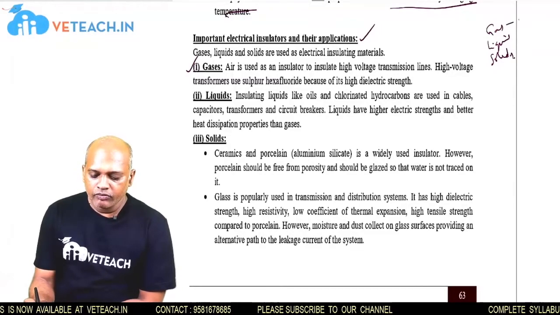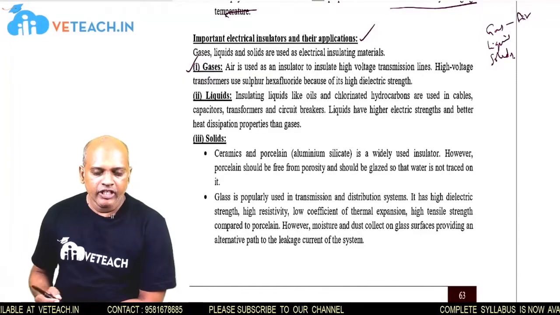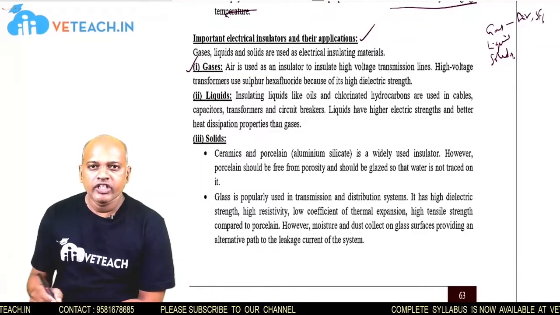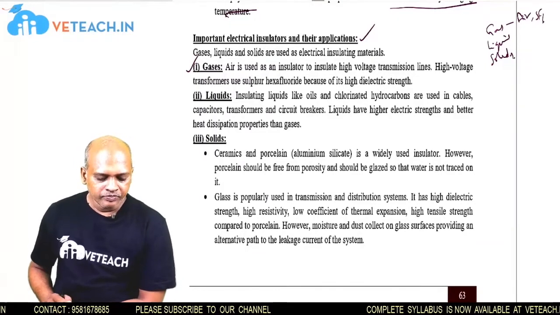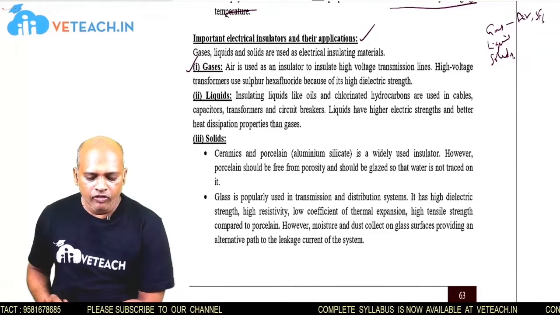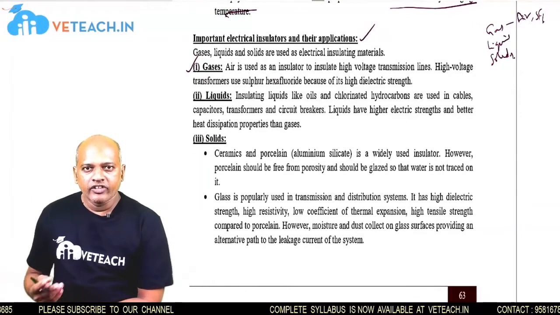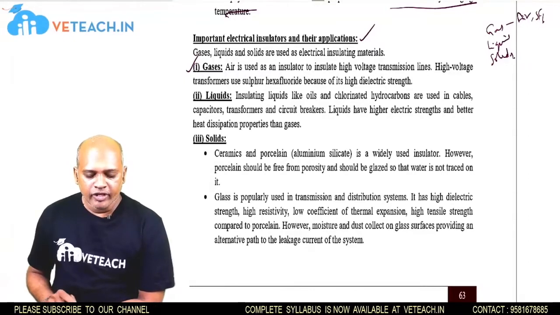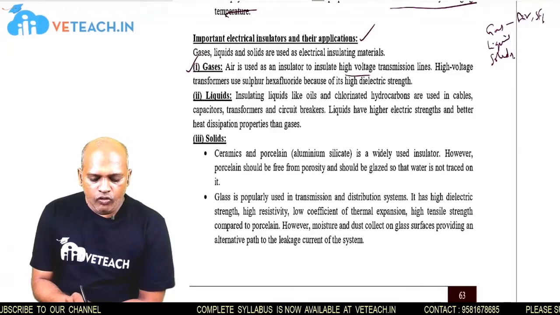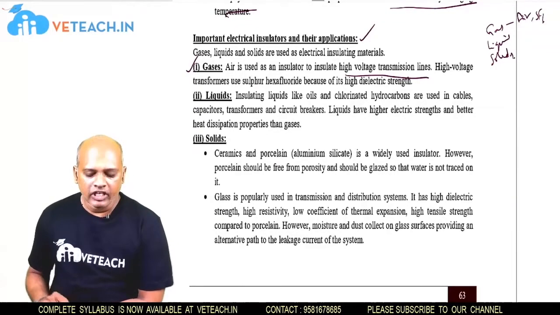Air is one of the best electrical insulating materials, and sometimes in the transformer, sulfur hexafluoride (SF6) can also be used as the electrical insulating material, because air and sulfur hexafluoride have high dielectric strength values. So air generally acts as the electrical insulator for the high voltage transmission lines, for the supply of electricity.